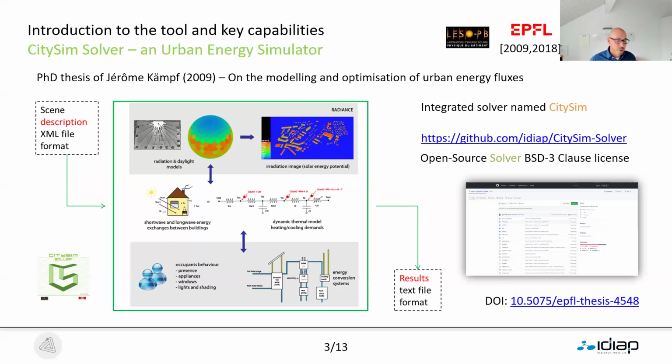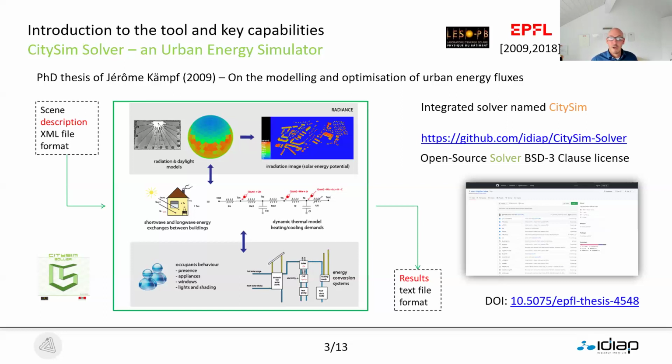Then you run the simulation, you wait, of course, some time, depending on the size of your scene, and you get some results in text file format. So depending on the size of the scene, it can be quite big files. So then you need to use some dedicated programs to load these files and study the outputs of CitySim.